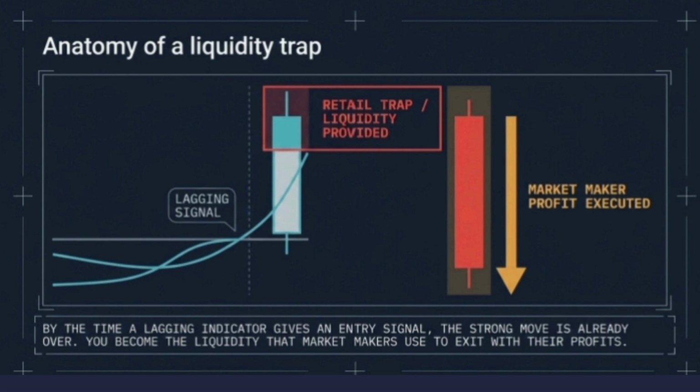The whales essentially engineer a fake-out or liquidity grab. How do they do that? They'll intentionally push the price up just past a key resistance level. That upward spike triggers all the retail algorithms, the breakout bots, and those lagging oscillators. And everyone rushes in. The retail crowd rushes in, totally driven by the fear of missing out. FOMO.